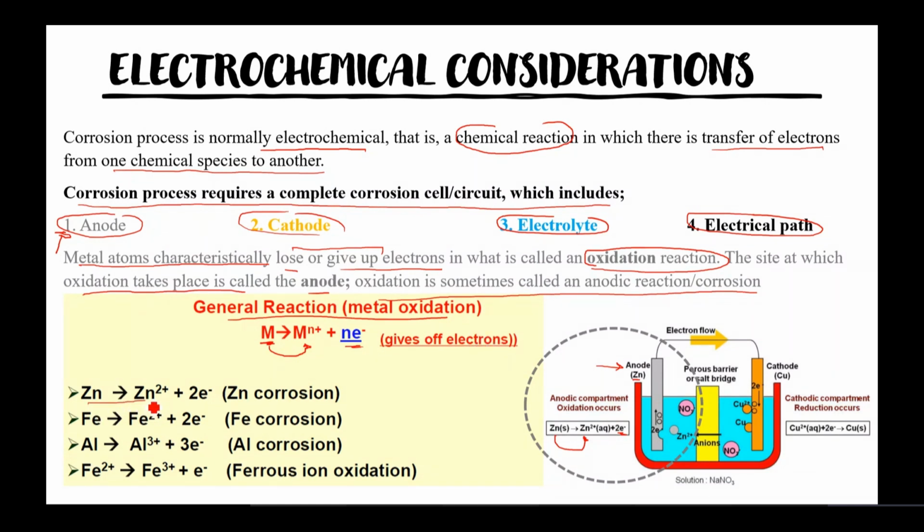For example, zinc going to Zn2+, iron going to Fe2+, aluminum going to Al3+ by giving up 3 electrons, or even the ionic form Fe2+ giving up another electron and converting into the plus 3 form, which is again the ferrous ion oxidation. It's again an oxidation process that is taking place at the anode. All right. So far, is it clear? Yes, sir.